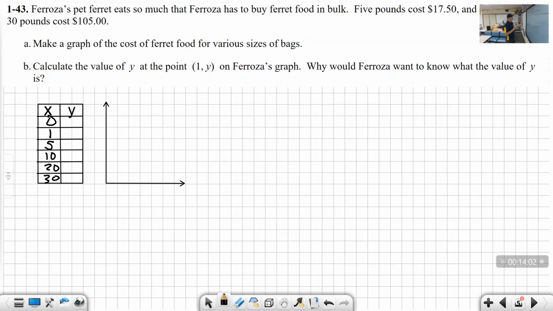So here we go. Tell me, if you go into the store and you buy 0 pounds of ferret food, how much money are you going to spend? Well, 0. Notice we have our first point at 0, 0. Okay? Now, I'm leaving 1 for my unit rate, just because I want that spot there. Now, it tells us 5 pounds costs $17.50.